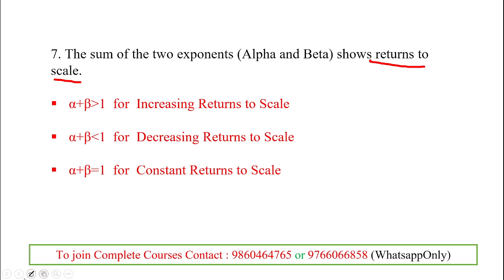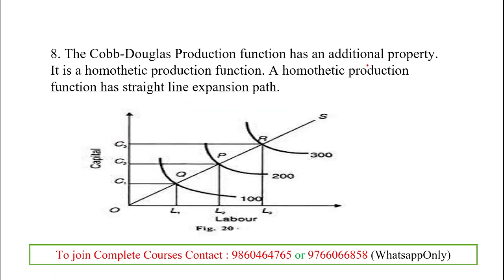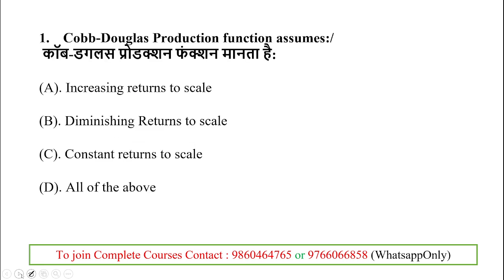Okay, the seventh property. Next, the Cobb-Douglas production function has an additional property, that is, a homothetic production function. That is a straight line expansion path. So here that shows a straight line path, and also the labor and capital used in every unit are given. For 100 units of output, L1 units of labor and C1 units of capital will be used, and also for 200 units, using the same technique, L2 and C2, and C3 L3 gives 300 units. So here it gives a straight line production function, that is an expansion path. It's the eighth property. Then we move to our questions.